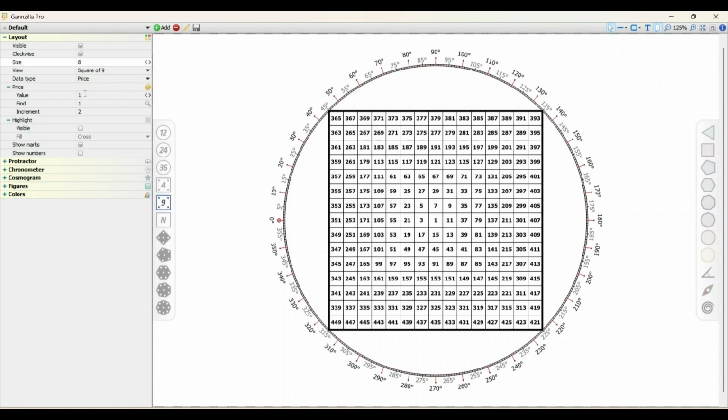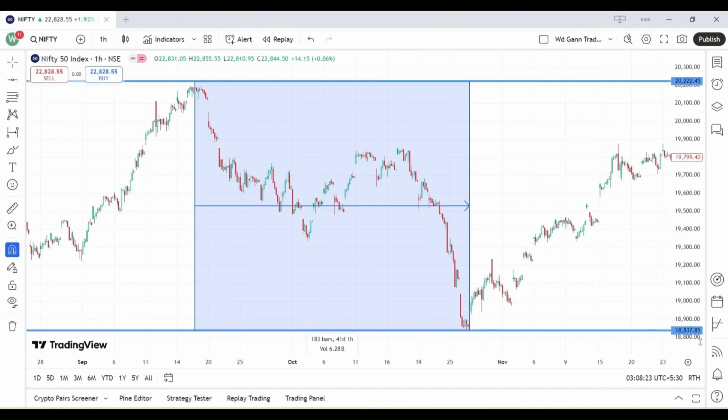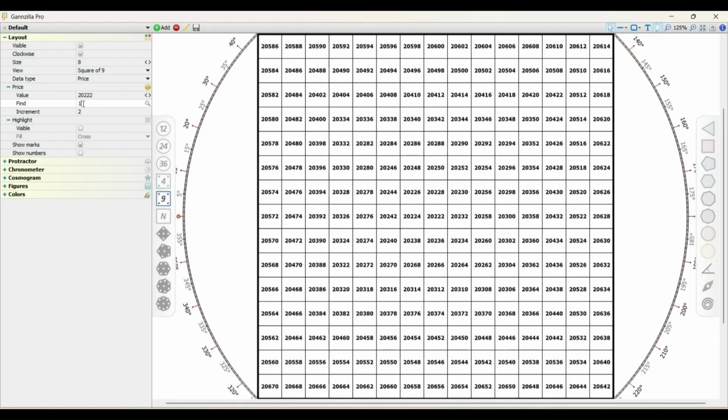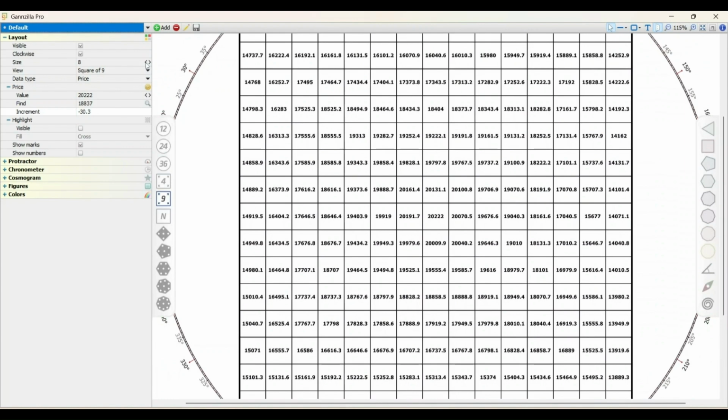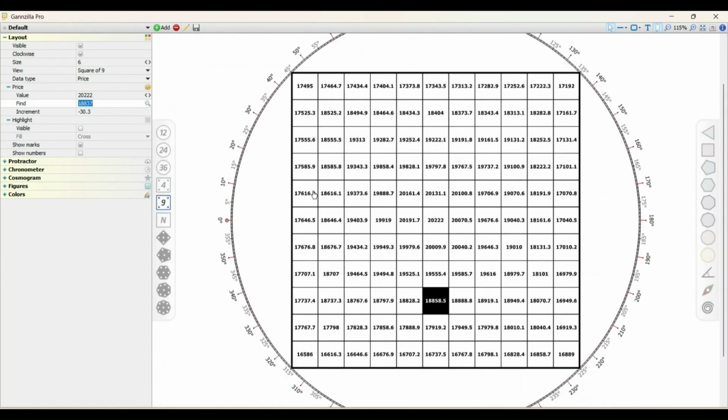Now let's first take the value as major high, find as major low and increment with negative sign as minus 30.3, as we have already calculated the increment part. So our major high is 20,222 and major low is 18837 and the increment is negative 30.3. Zoom out from here, decrease the size. So we have to find here 18837. So nearest to 18837 is 18858.5. So here you can see this level.